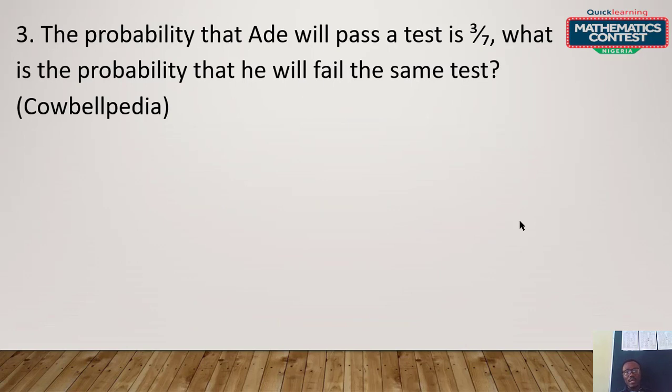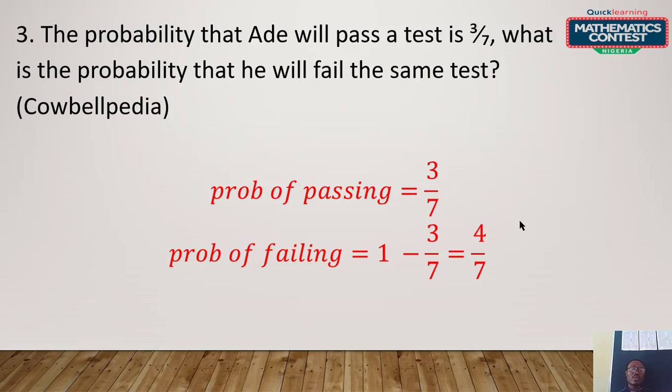Now, let's also look at this particular question. The probability that Adi will pass a test is 3/7. What is the probability that he will fail the same test? This is quite simple. In probability, the probability of success plus failure is equal to 1. That is the basic formula. If you are given the probability of something and you are asked the direct opposite of that thing, you just do 1 minus what you are given.